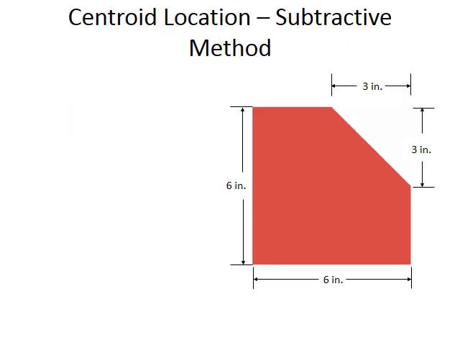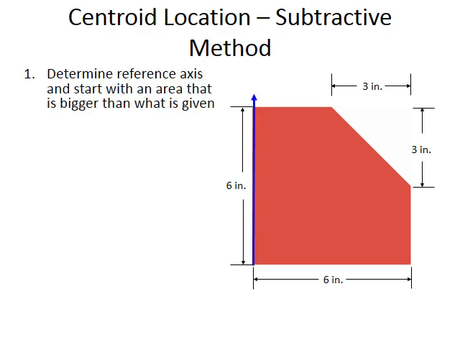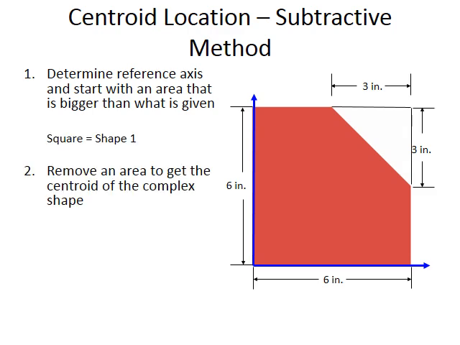So here you see that exact same shape. Basically it starts off as a 6 by 6 square. We want to determine that reference axis, and our square is going to be shape 1. Shape 2 then is going to be our triangle, and it's going to be a right triangle.